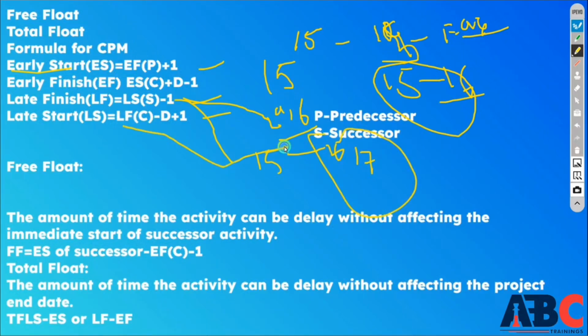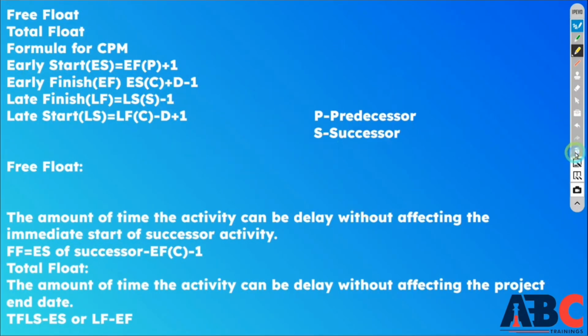So this is called the late finish. This is your early finish and late finish. There are some formulas for this which are used in the critical path method. We will see how to use them. In this, you can see another thing, free float.